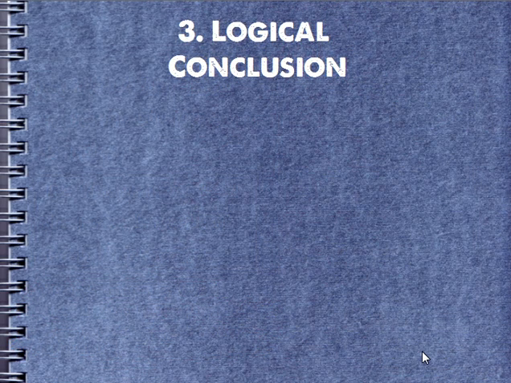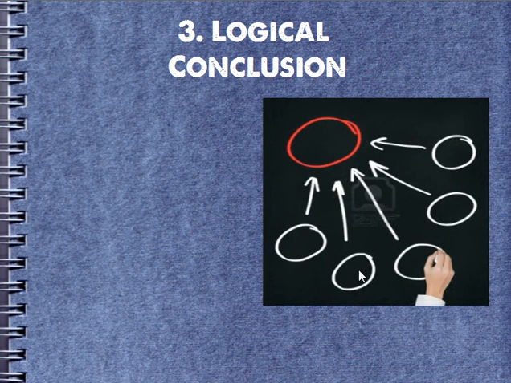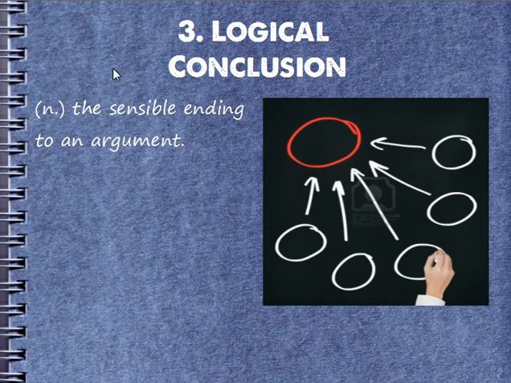Number 3, logical conclusion. Now we were just talking about conclusions, but we've added a word this time. Logical conclusion. If you take all of your premises and all of them work together correctly, then you should end up with a logical conclusion. Our little penguin fellow did not have a logical conclusion, just a conclusion. Our orange sentence was a bit more logical. It made sense. A logical conclusion, your definition, the sensible ending to an argument.